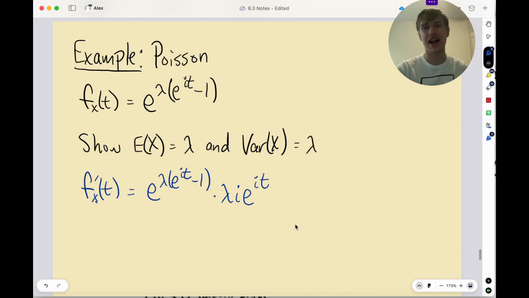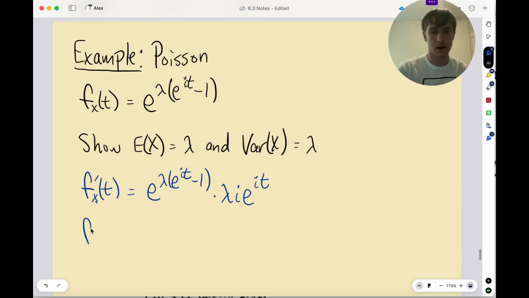We are treating i like a real number, even though it is imaginary. I'm telling you it works the same way. This is an analytic function. Just take my word for it. And then the derivative of the minus 1 is 0, so that's why I didn't include it. Okay, so I believe that is the first derivative, and then to find the expected value, we need to evaluate that at t equals 0.